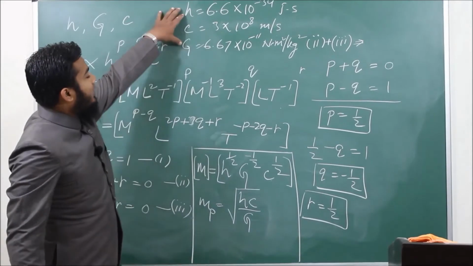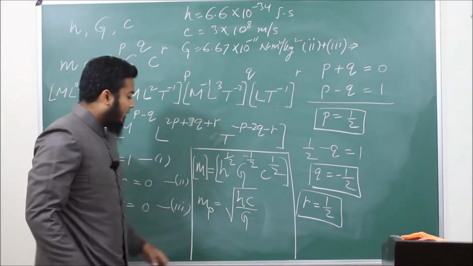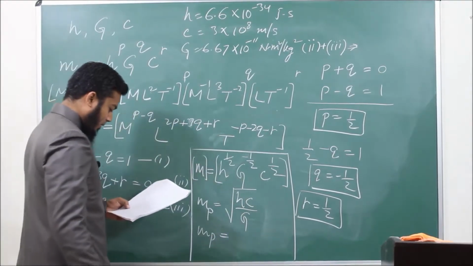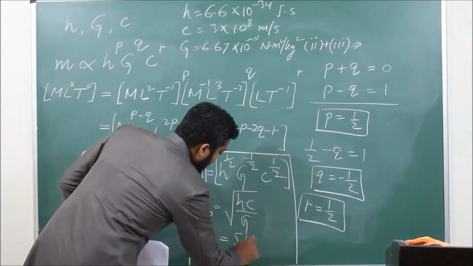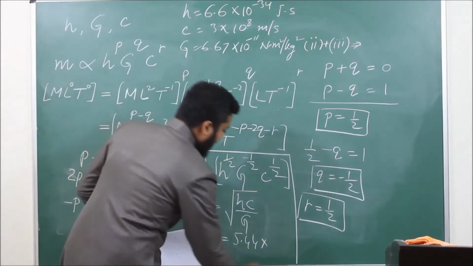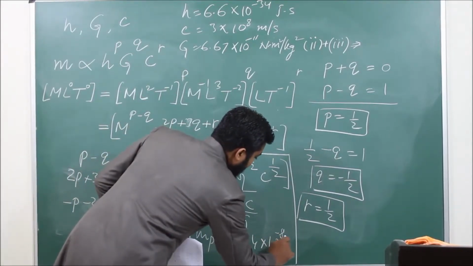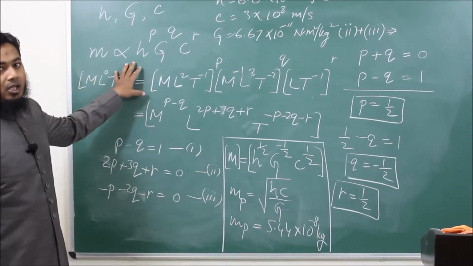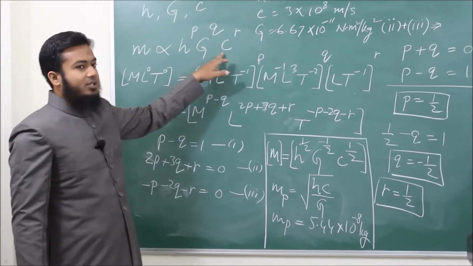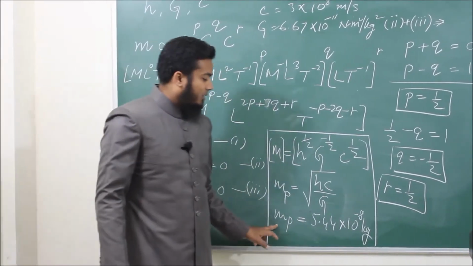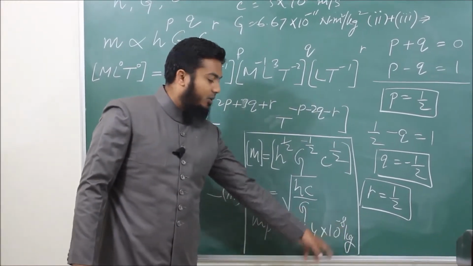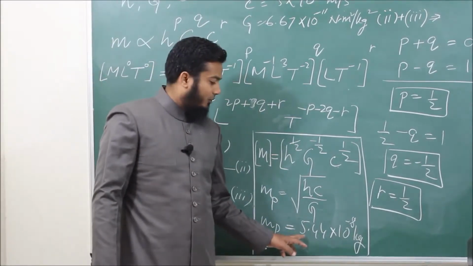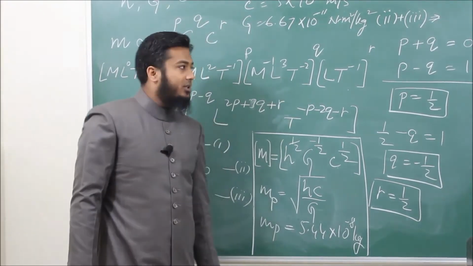Okay, so if I plug in these values here, you will get the value for MP as 5.44 into 10 raised to the power minus 8 kilogram. So 1 unit mass in such a system in which Planck's constant, G and C are base units, 1 unit mass will be equal to 5.44 into 10 raised to the power minus 8 kilogram. Or we can say that Planck mass is 5.44 into 10 raised to the power minus 8 kilogram.